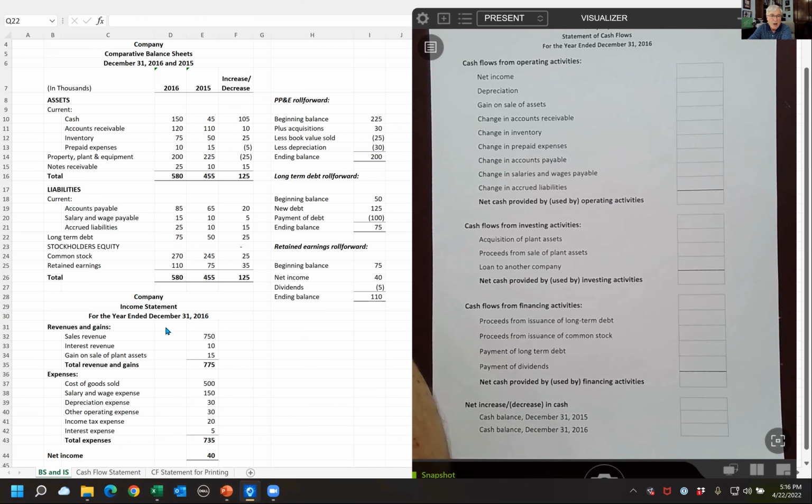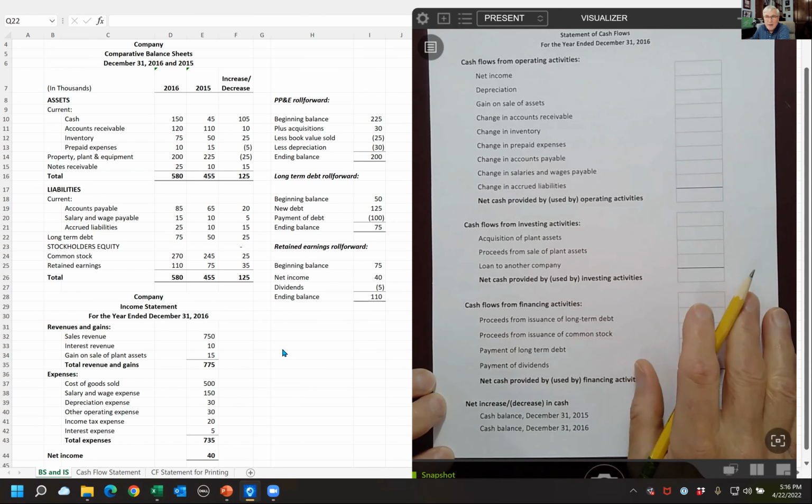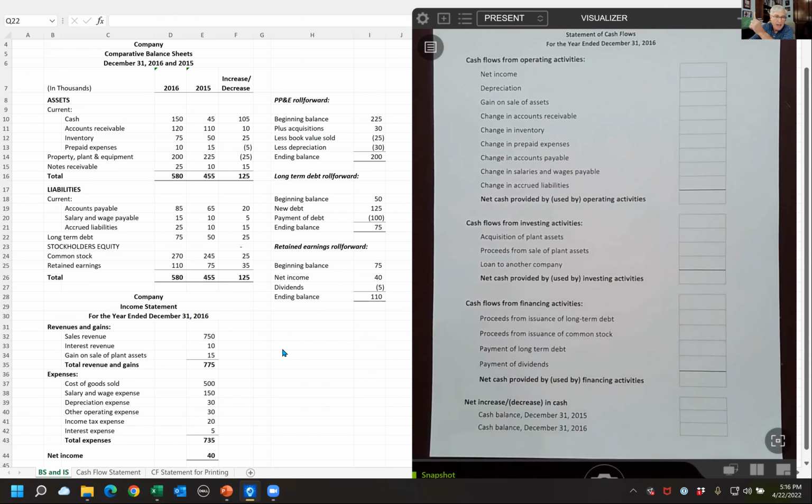So let's get started. I've got my net income. I've also got a long-term debt roll forward, and I got to see what happened in retained earnings. Now, I will say this: every dollar change on the balance sheet is going to end up somewhere on the cash flow statement. So let's get started. I'm going to use the indirect method. So I'm starting with net income. I go to the cash flow statement.